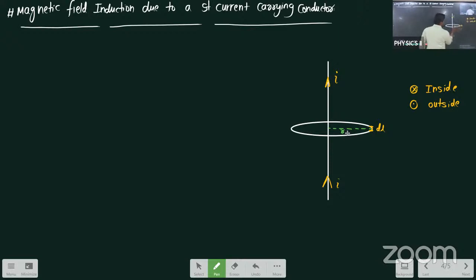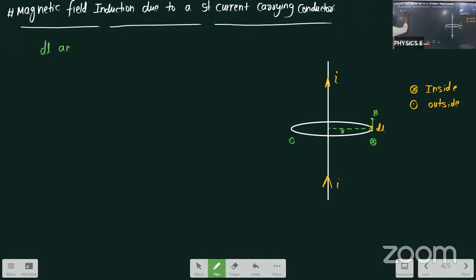Now see here, the thumb represents the direction of electric current and curling of fingers represents the direction of magnetic field. See here, my fingers are going inside. So here the magnetic field will be inside. I am using the cross symbol. And here the magnetic field is coming outside. I will be using the dot symbol. See here, this is the length element dl and the direction of magnetic field is also in this direction B. So what is the angle between dl and B?